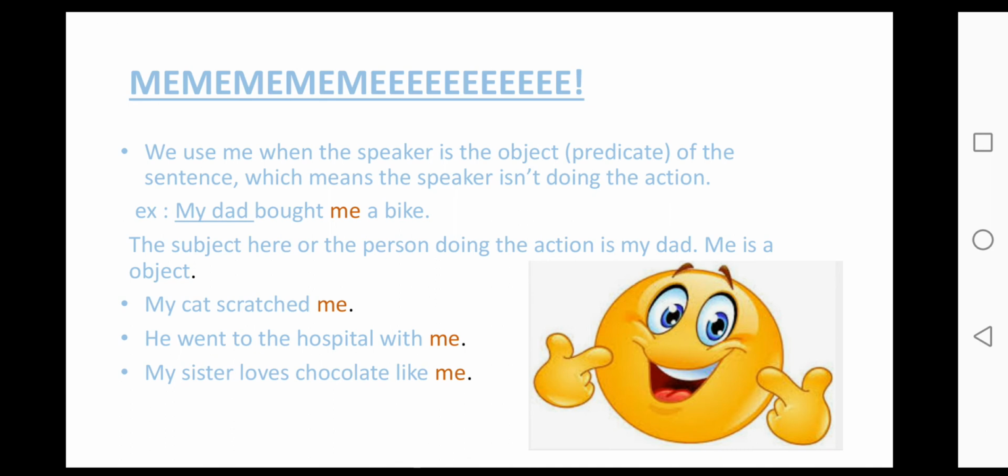Now, the subject here is the person doing the action. Okay? So the subject is the person who does the action. Now, who does the action here? My dad. Me is an object, okay? Because I receive.